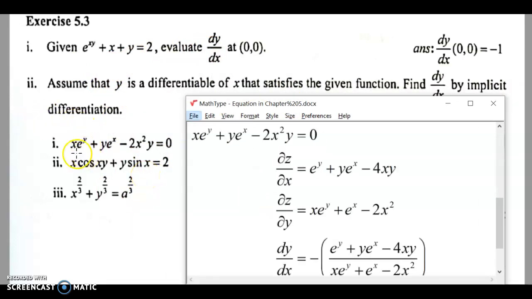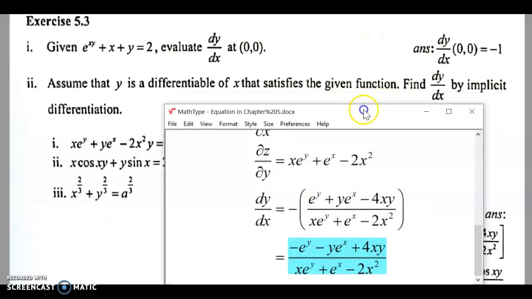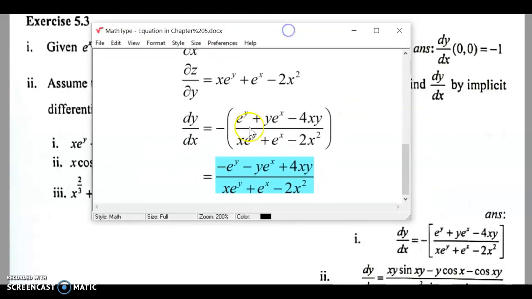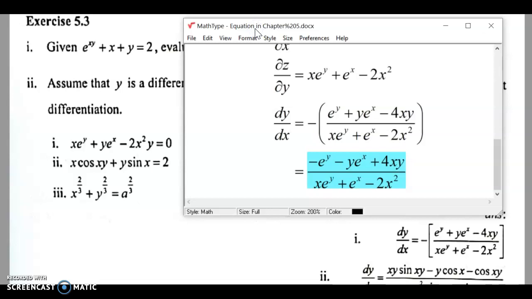Okay, so this is already equal to 0, so we can just directly apply the partial derivatives to obtain partial z partial x, partial z partial y. So this is what you should get. Right, so just substitute it in the formula, and this is the answer, the dy over dx for the first question. Right, it is simple, right?